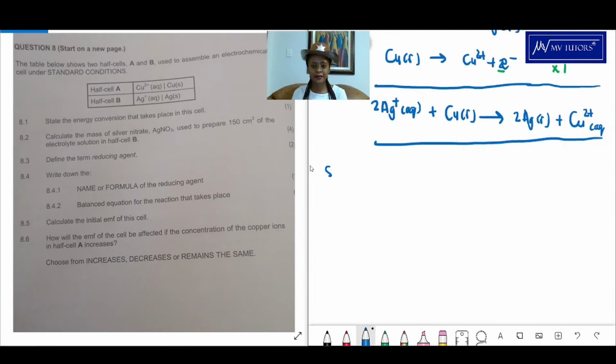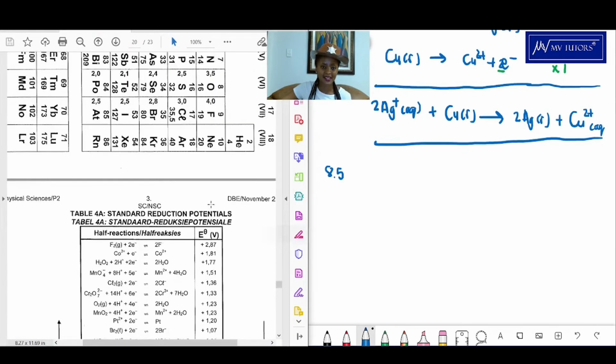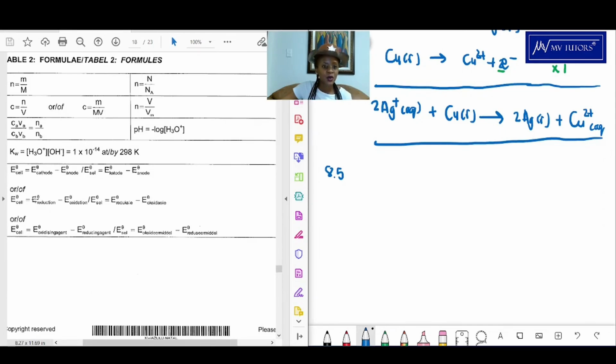Okay, so 8.5, calculate the initial EMF of the cell. So if you were to consult your formula sheet, we would say that E cell is equal to reduction minus oxidation. I prefer using E cell. The fact that it has the 0 on top means that standard conditions apply. Those standard conditions: temperature is 25 degrees, concentration is 1 mole per cubic decimeter, and pressure is 1 atmosphere. So basically that's going to be the cathode minus the anode.